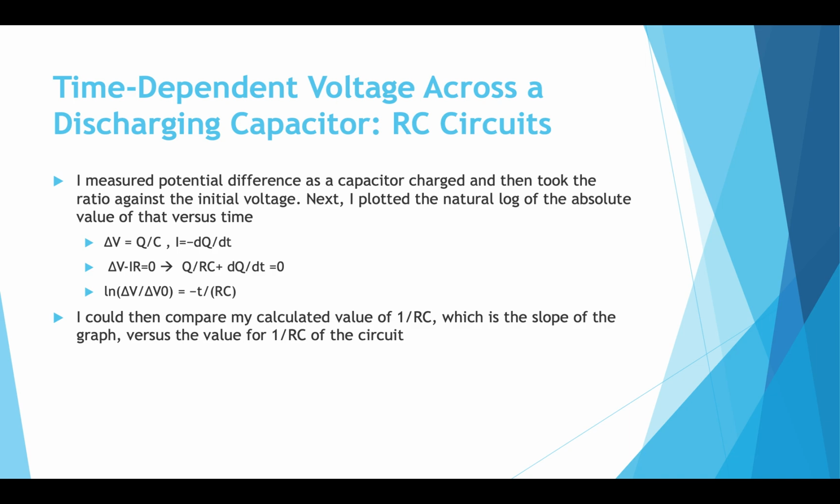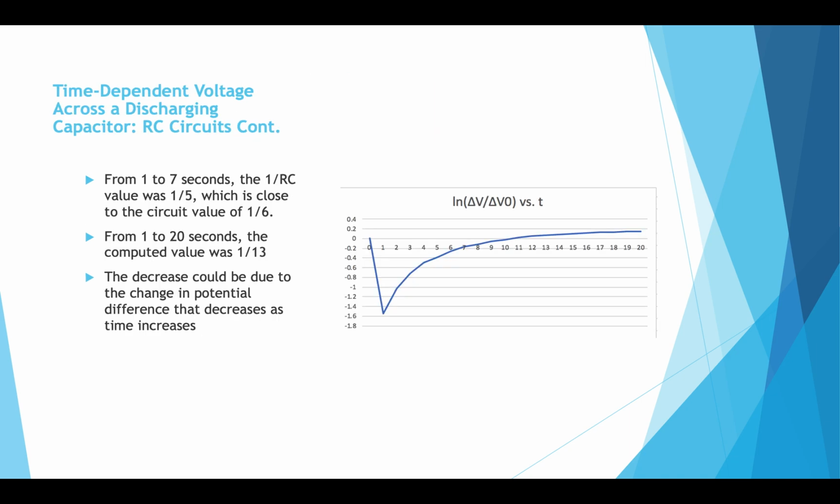I then compared my calculated value of 1 over RC, which is the slope of the graph, to the value of 1 over RC for the circuit. So as we can see, here's the graph of the ln of delta V over delta V naught compared with time. And from 1 to 7 seconds, the 1 over RC value is 1 over 5, which was close to the circuit value of 1 over 6.